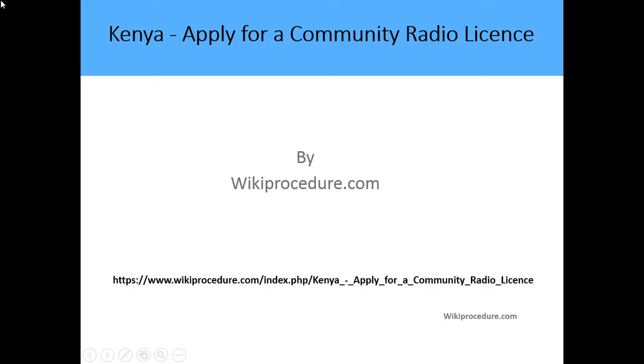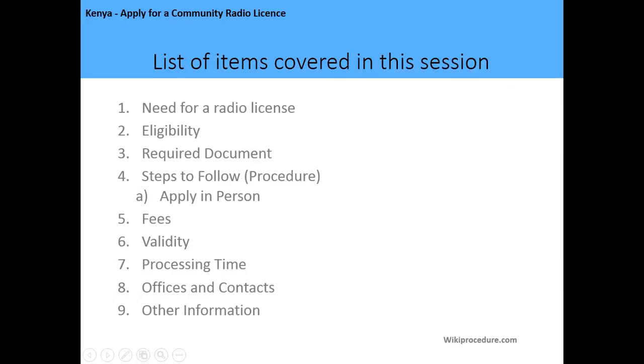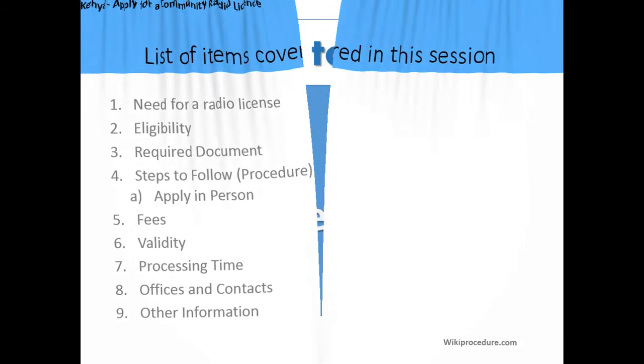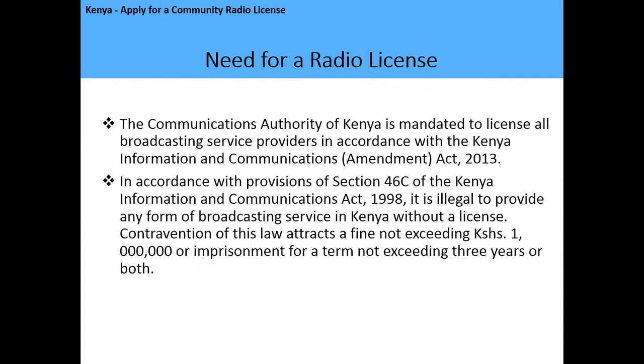The list of items which we are going to cover in this session include the need for a radio license, the eligibility, the required documents, steps to follow in making the application, the fees, validity period, processing time, office location and contact information, and any other information that we may find relevant on how to apply for a community radio license in Kenya. So welcome to our presentation today, which is brought to you by wikiprocedure.com.